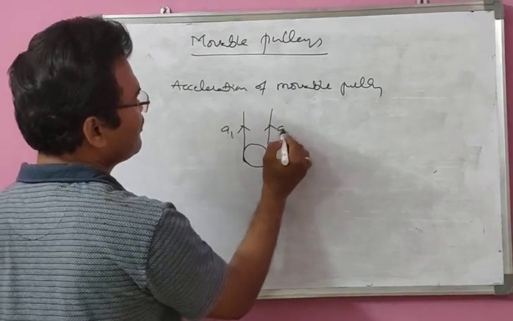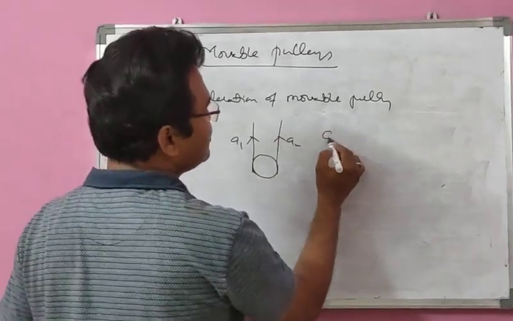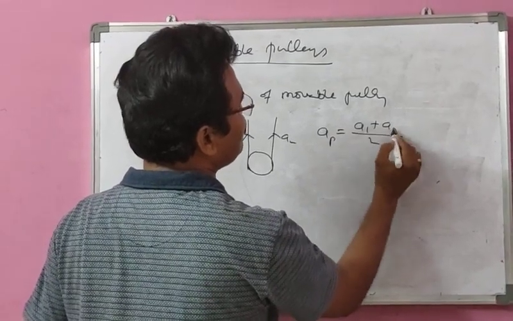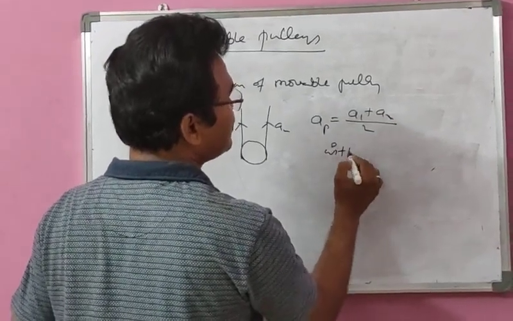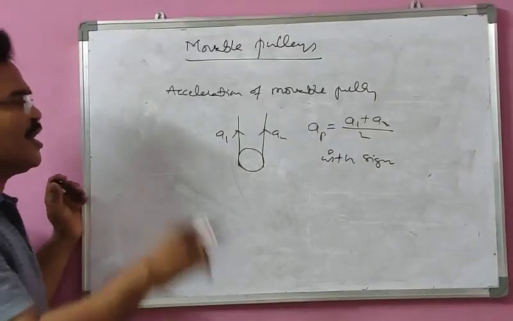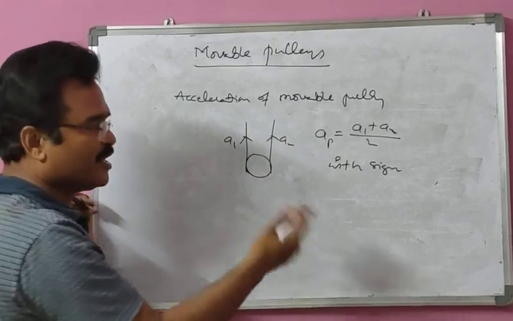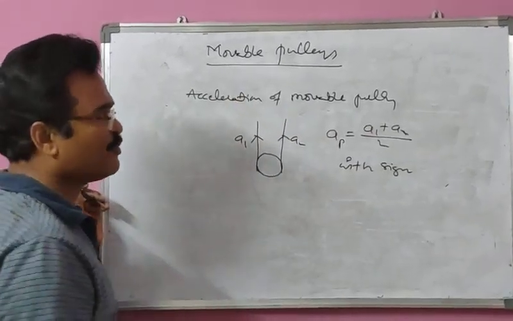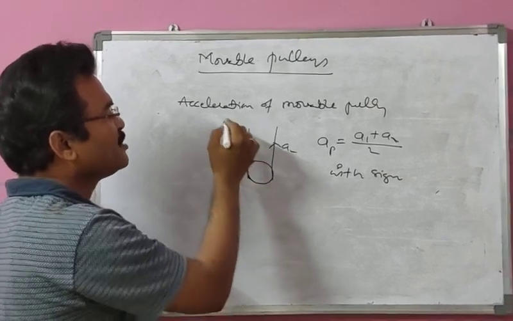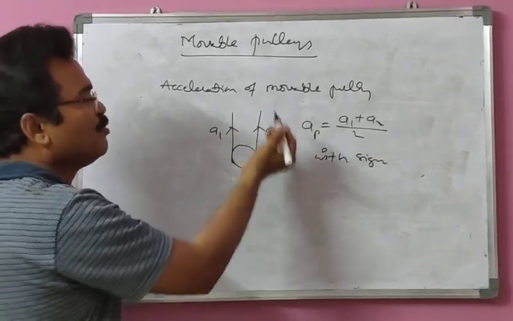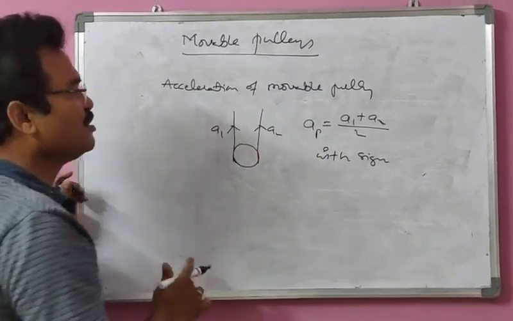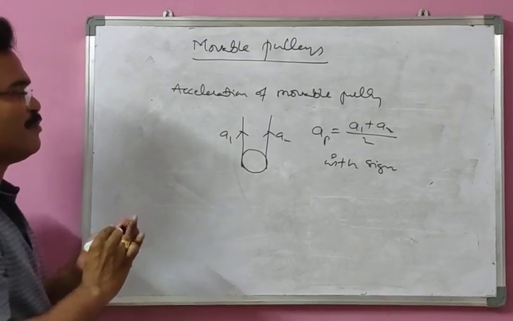This side acceleration A1, this side acceleration A2. Then the acceleration of the pulley equals A1 plus A2 by 2. And use this with signs. That means you must take the direction into consideration. Normally downward direction is taken as negative, upward is taken as positive. Suppose A1 value is equal to 1, which is downward, then A2 automatically goes upward, which can be taken as positive. So this is the formula to be used to find the acceleration of a movable pulley.